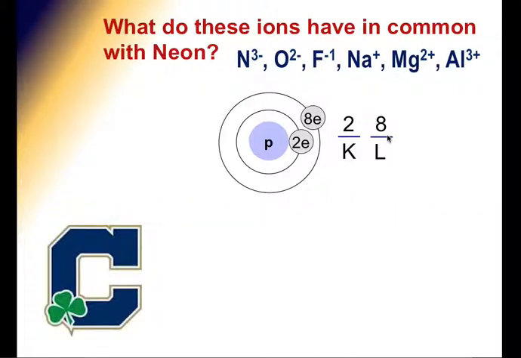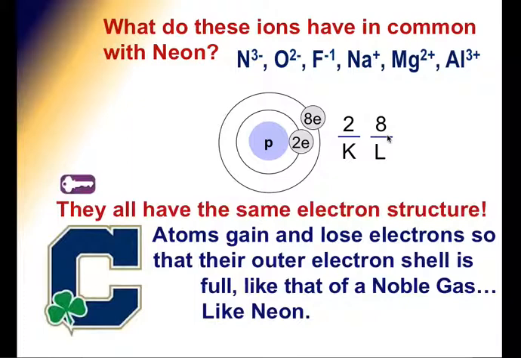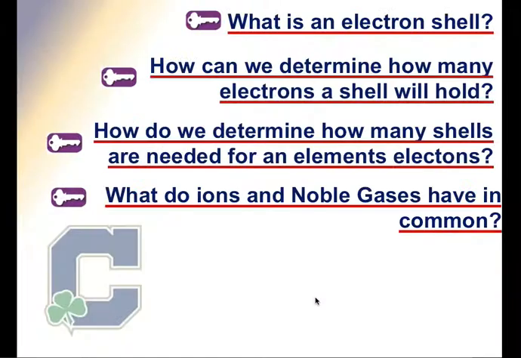Okay, the reason is that they all are trying to fill that outer shell. They want their outer shell to be completely filled and not have any extra electrons hanging off the edge. Okay. So they all have the same number of electrons as neon, which means they have the same KLM structure as neon. Okay, so atoms gain or lose electrons to fill their outer shell. So everybody wants to be like neon or like a noble gas.